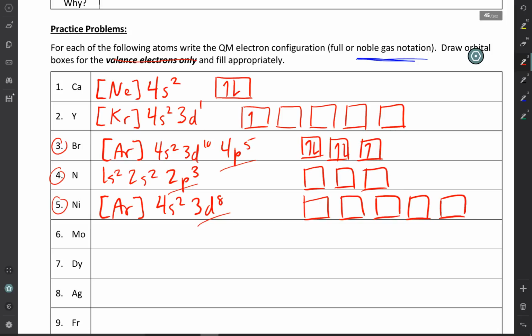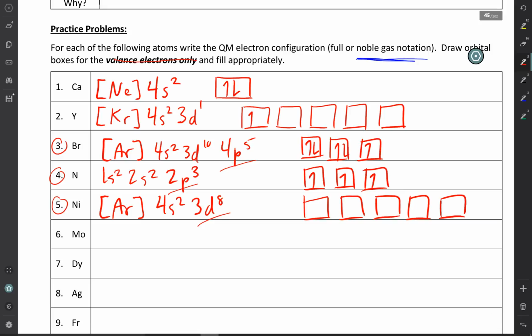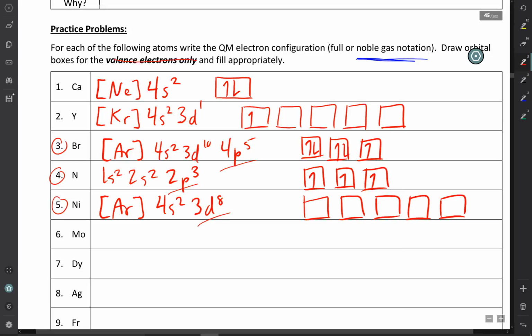For nitrogen, I see 2p3, 1, 2, 3. Great, all have filled, that's taken care of. And finally with nickel, I've got 3d8, lots of electrons to draw. 1, 2, 3, 4, 5, 6, 7, 8. Perfect. And that's all there is to it.